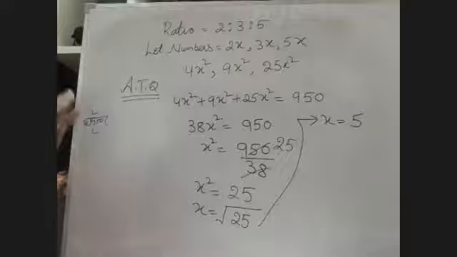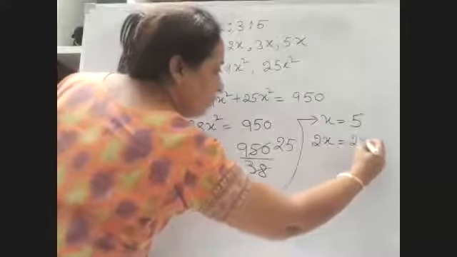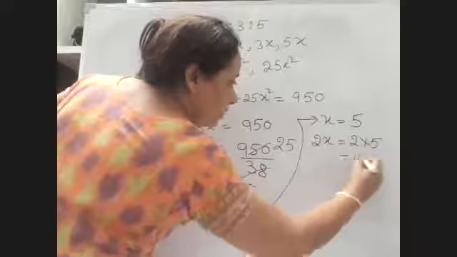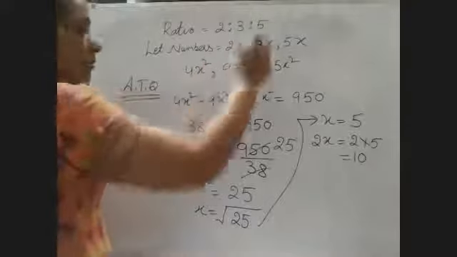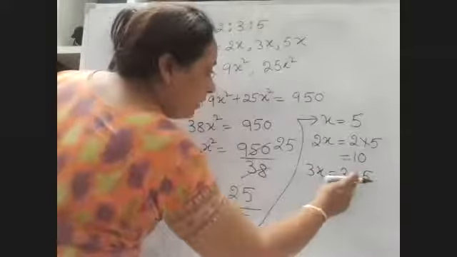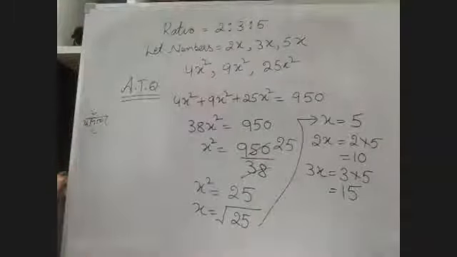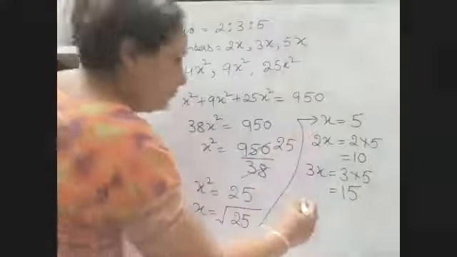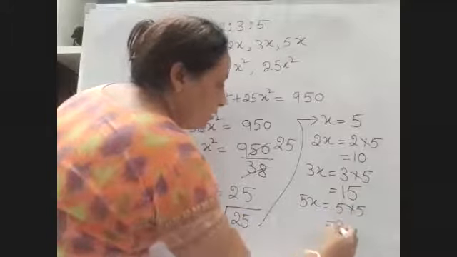Now find these numbers. The first number is 2x, 2 multiplied by 5 is 10. So our first number is 10. The second number is 3x, 3 multiplied by 5 is 15. So the second number is 15. And the third number is 5x, 5 multiplied by 5 is 25.